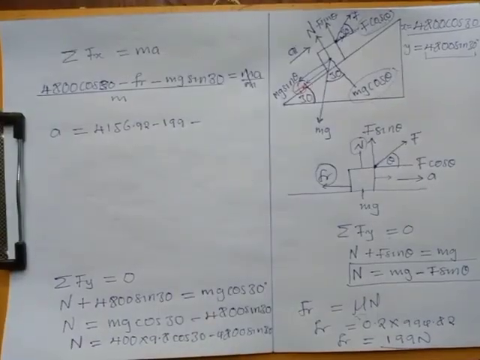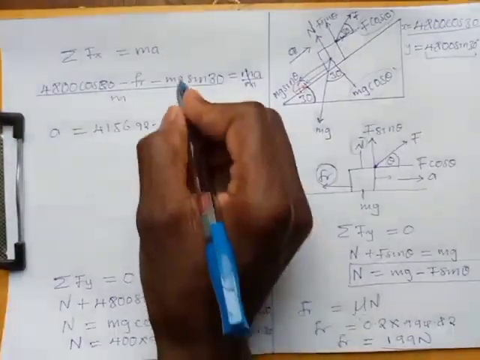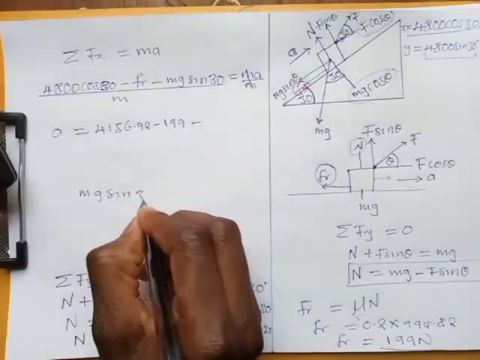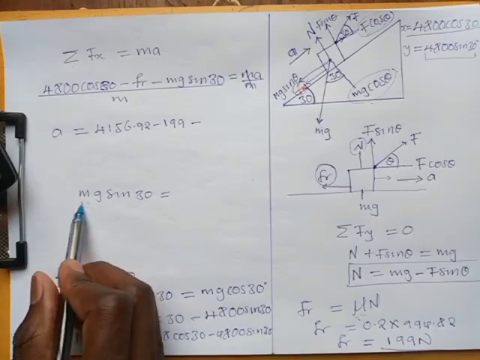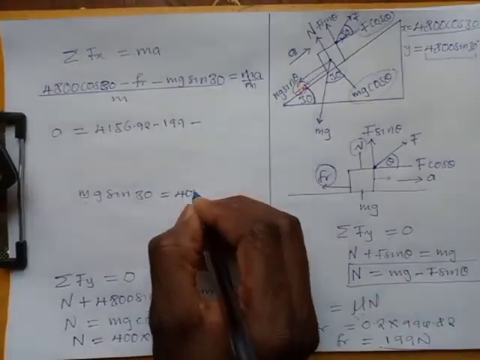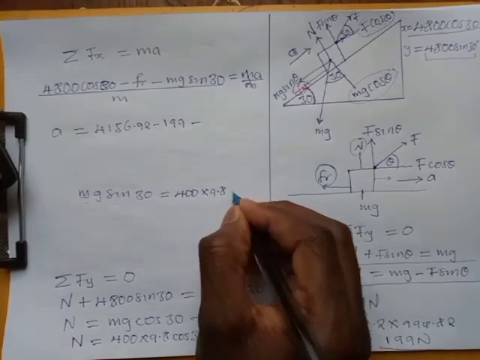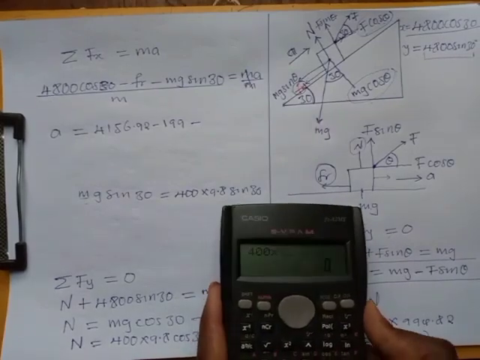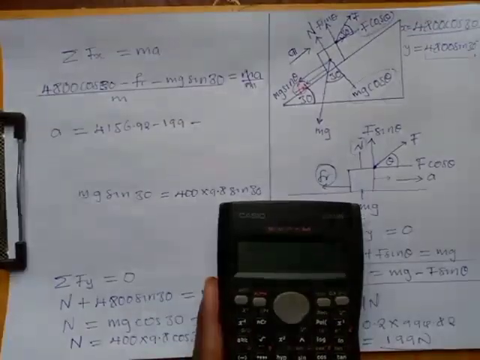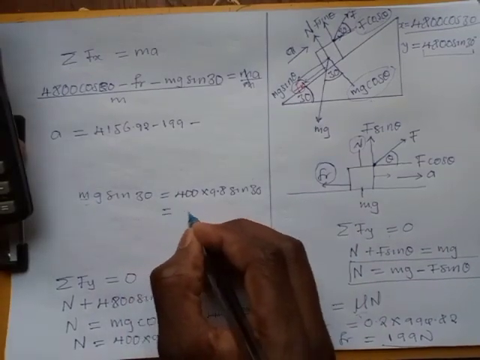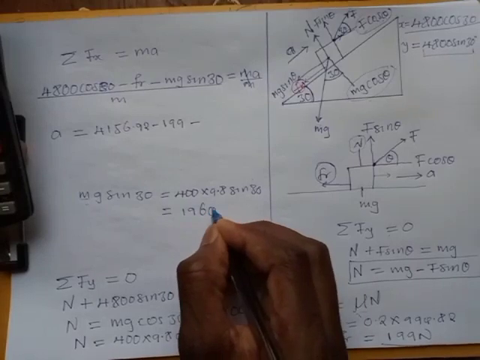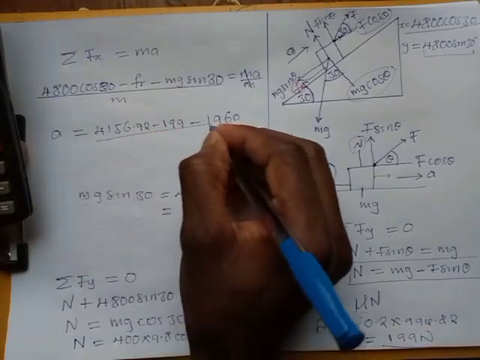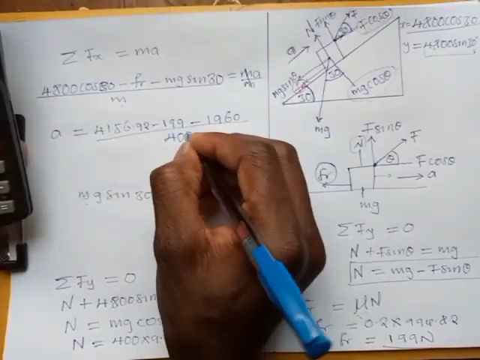Say minus. If you come on this case, you'll find that we can also replace where there is mg sine 30. It has to be equal to, what is the mass? We have 400 multiplied by 9.8 sine 30. You can also punch this on the calculator. We are getting 1960. Now say divide by the mass, which is 400.